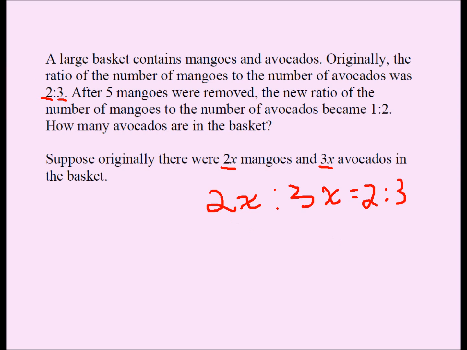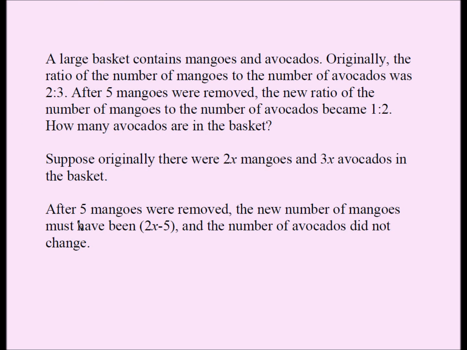So there's nothing wrong with that assumption, and that's a valid assumption. The only catch is I don't know what x is. X could be 1, 2, 3, 4. I don't know. Alright, so what happened next? Okay, 5 mangoes were removed. After 5 mangoes, if you had 2x mangoes originally, you remove 5 mangoes, so this is what you have now. And you had 3x avocados, it didn't change, so you still have 3x avocados. So basically right now you have 3x avocados, that's all this is trying to say, and 2x minus 5 mangoes.